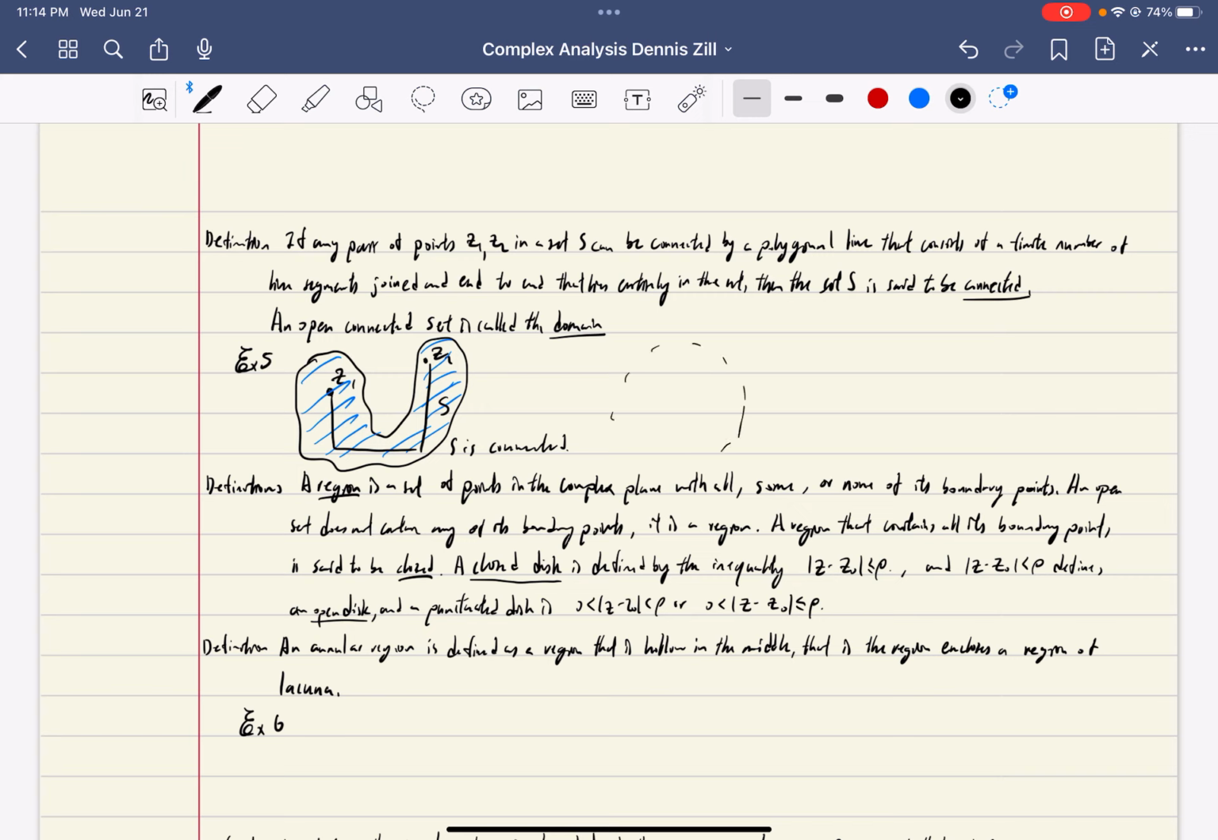Well, let's do another example. So if we have this open set, and you have Z1 and Z2, and they are joined. Well, they certainly are connected, and they are open, and that implies it is the domain of S, right? Something like that.